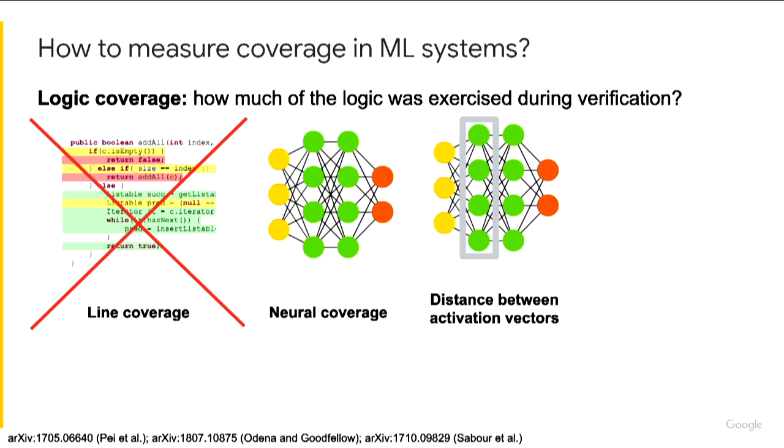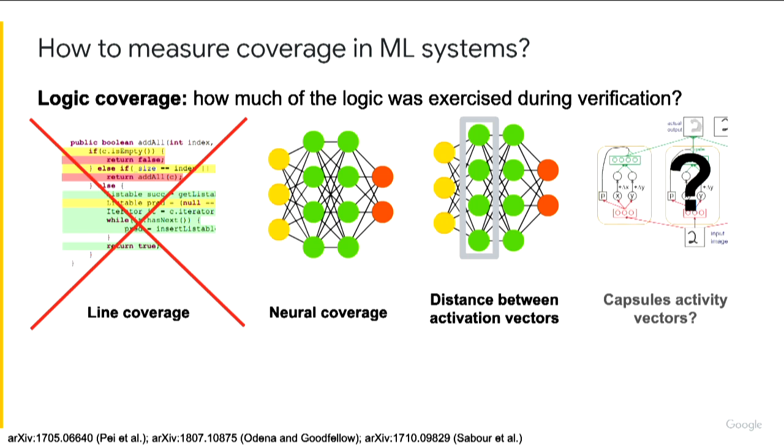So there are many candidates. People have looked at neural coverage, which basically looks at the number of neurons that you've activated. But then progress was made, and people have looked at things like the distance between activation vectors. And you could imagine maybe that you could use capsules activity vectors, and so on. So it's not clear yet what the right granularity is for expressing how much of the logic you've exercised so far.